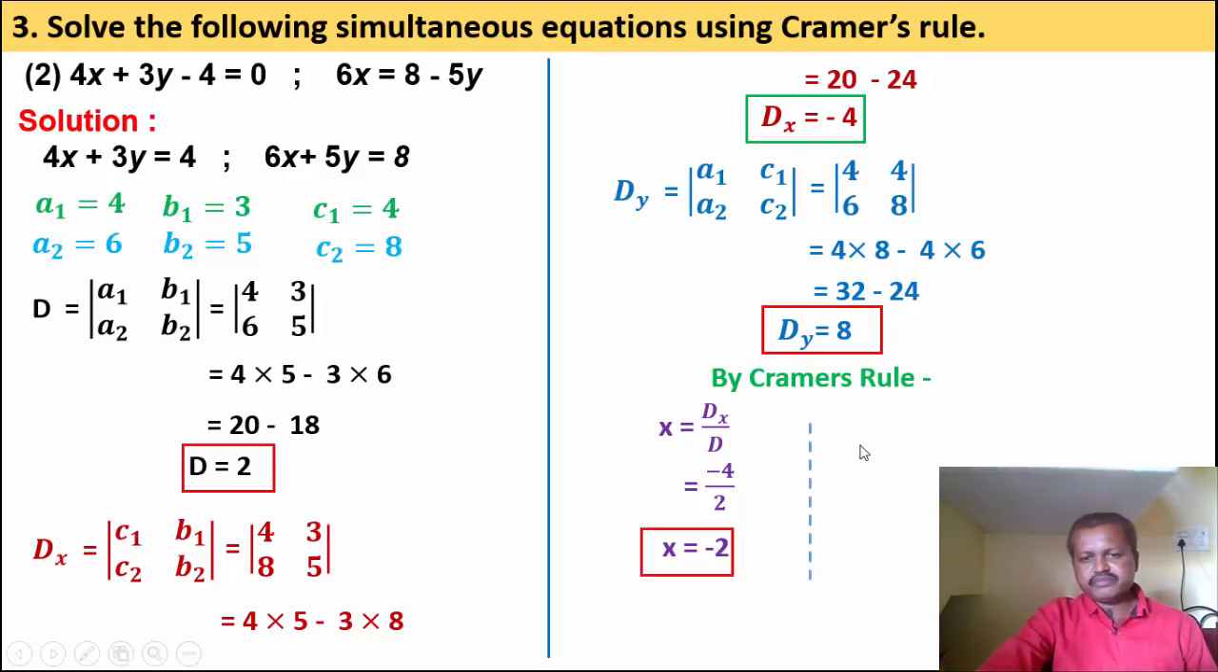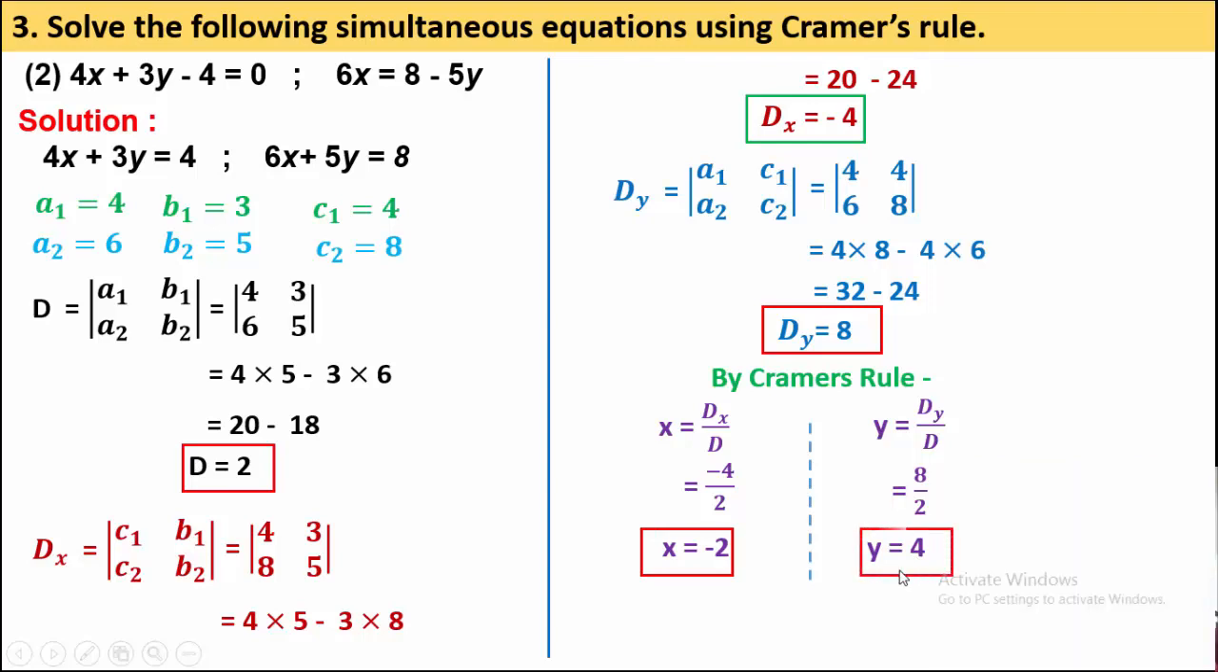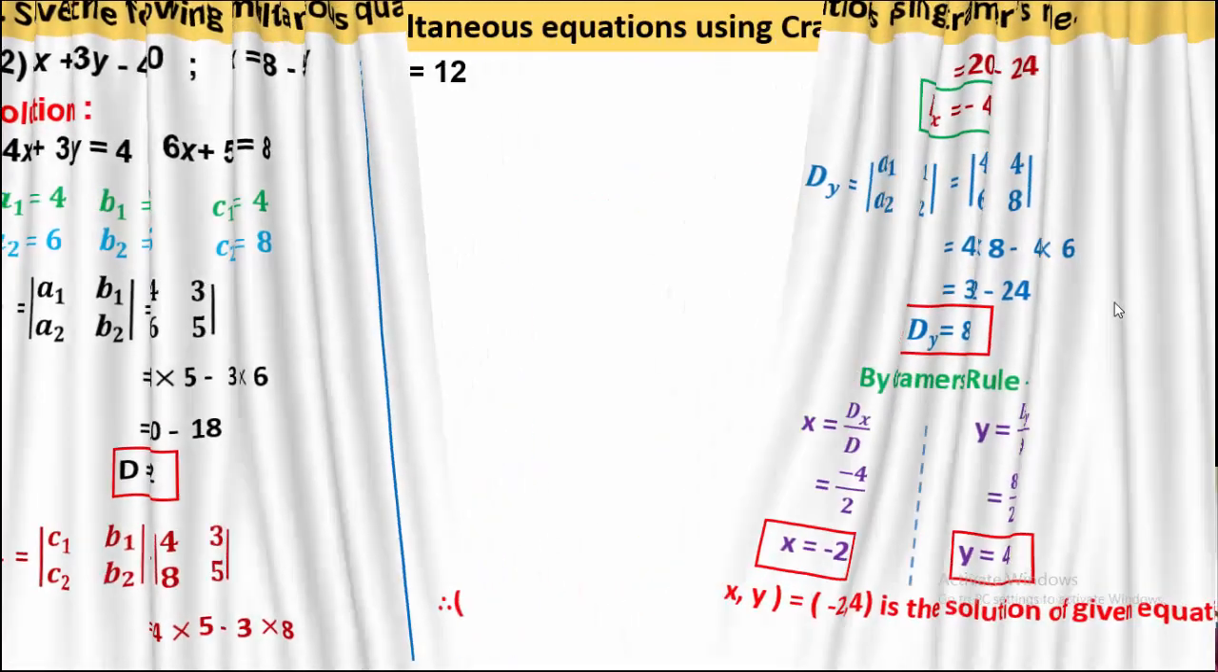Now calculate the value of y. y is equal to dy upon d. Now put in the values. dy is equal to 8 and d is equal to 2. So write 8 upon 2 and calculate this. You get y is equal to 4. So this is the value for y. Now write the solution. Therefore x, y is equal to minus 2, 4 is the solution of the given equations. Now we solve the third example.